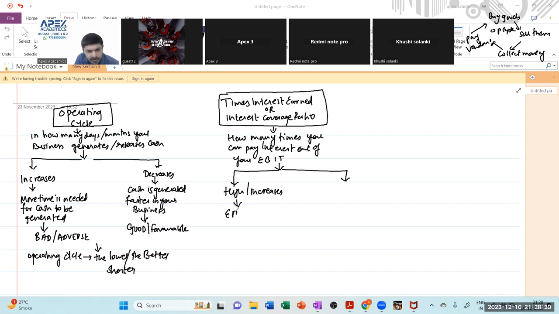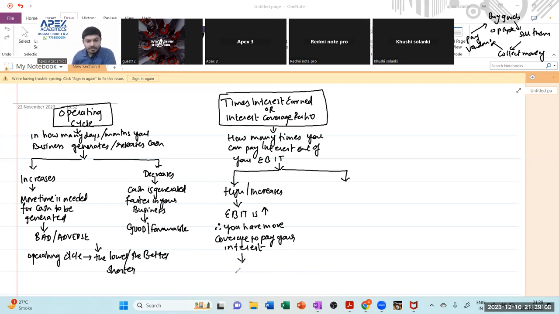If this is high or it increases, what does it show you? It shows you that EBIT is high, therefore you have more coverage to pay your interest. Agreed or disagreed? You have more coverage to pay your interest. Yes or no? Yes, sir. 100% you're with me on that? Let me carry on.